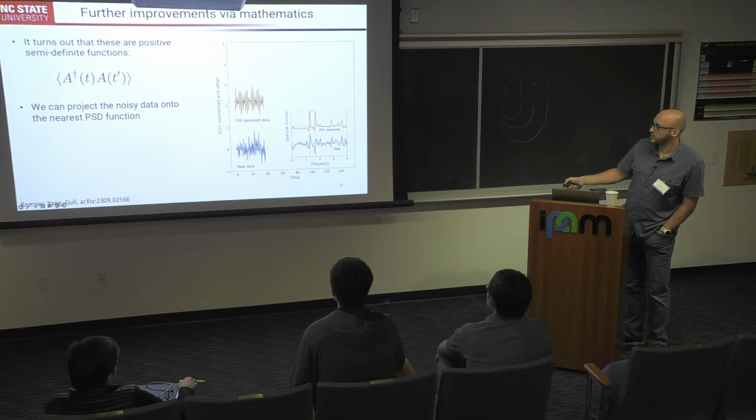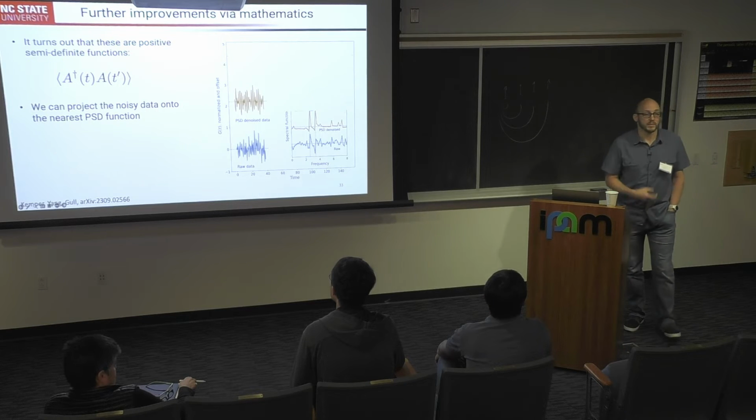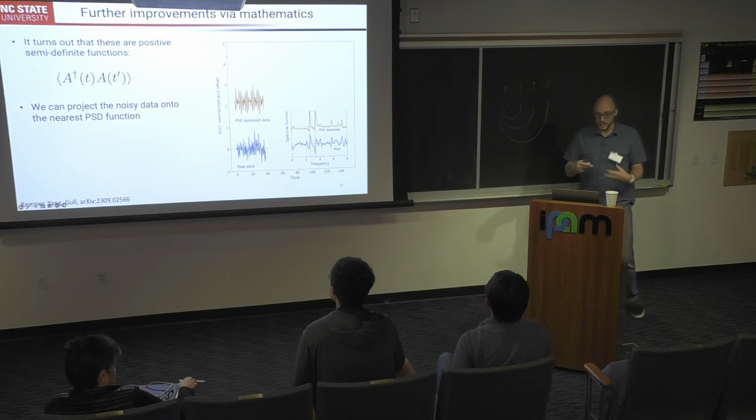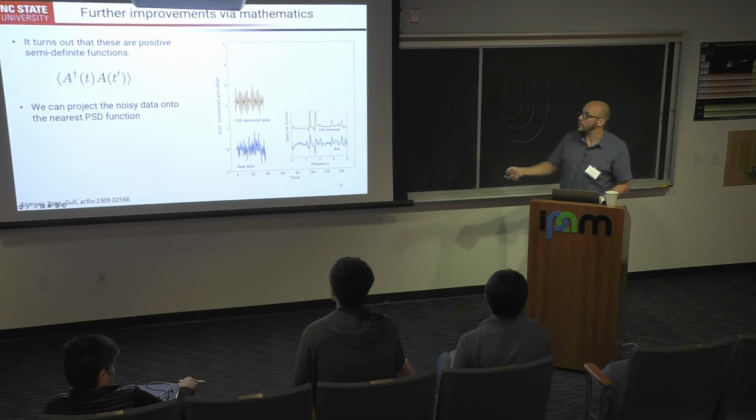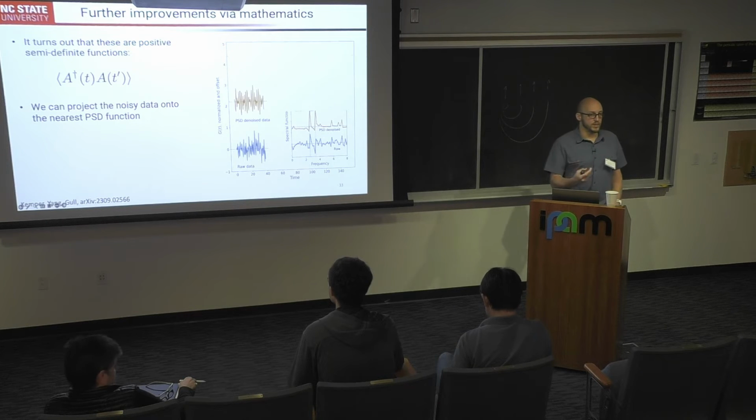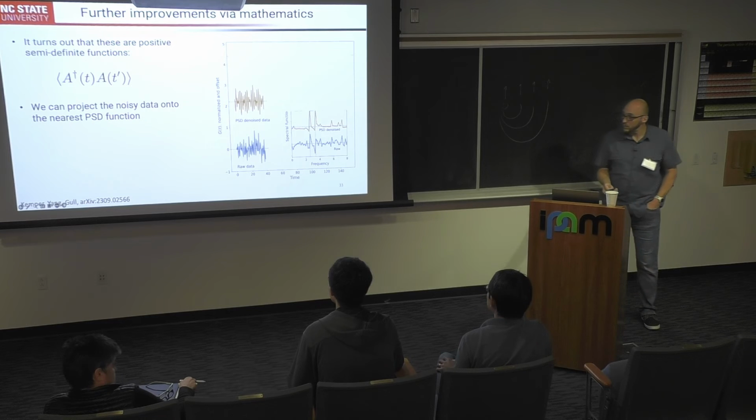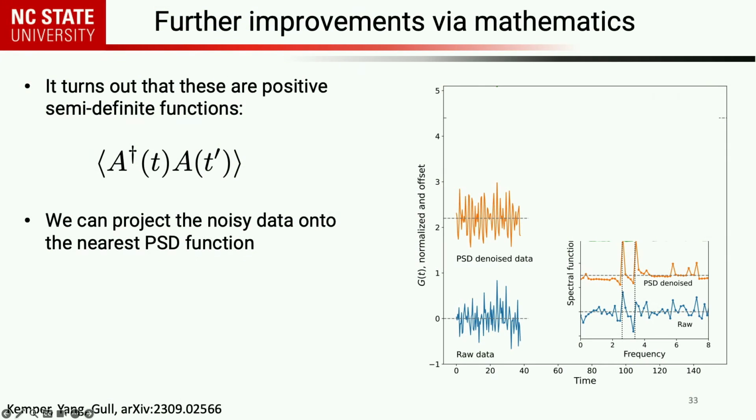And now this already starts to look better. This peak that previously was negative is now positive. They're much sharper. I still have some other peaks because some noise you can't get rid of, but it's already a much better spectrum at this point, just by insisting that I know something about my data and that this must be true. We can do even better.